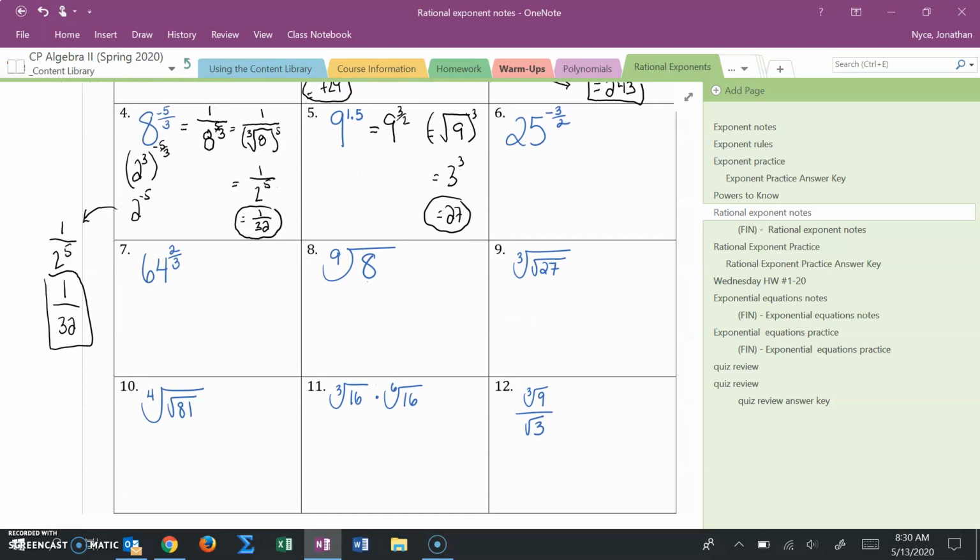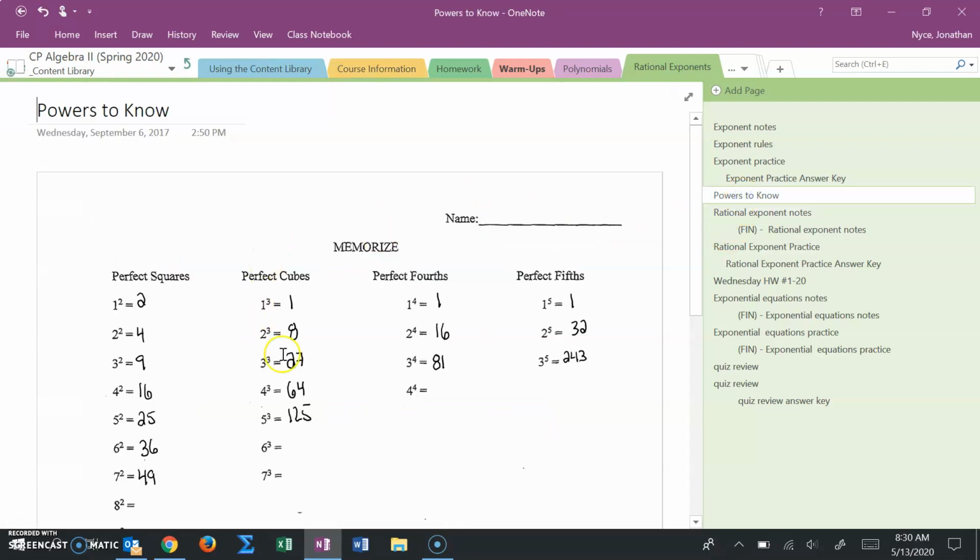I'm going to do these over to, this one I can do here. 64 to the 2/3 is the cube root of 64 to the second power. Remember, denominator becomes your index, numerator becomes your exponent. 64 to 2/3, you can do your factor tree if you want to. You're going to end up getting 4. Or if we know that 64 is 4 to the third power, that's another way to get 4 also.